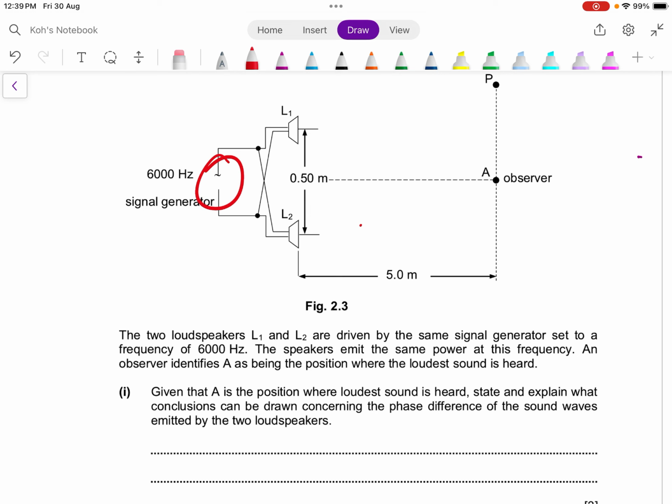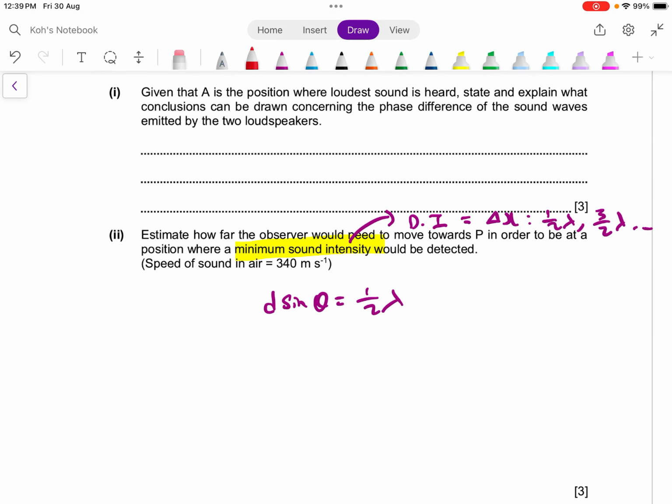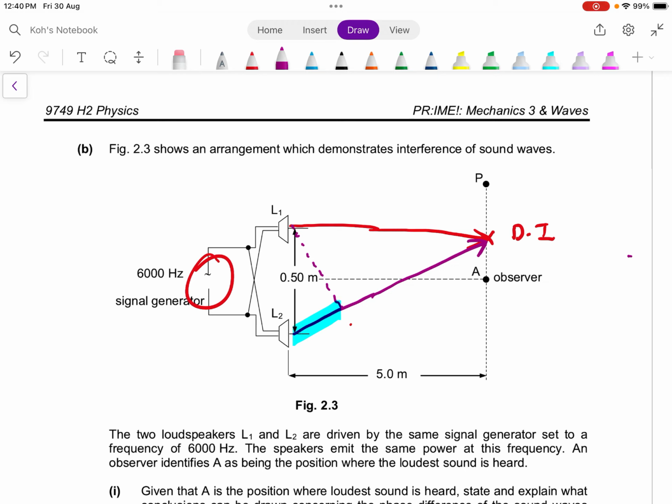First thing, we are asked to determine where the first minimum is. So estimate how far the observer would need to move in order to hear destructive interference. First, let's say my DI is here. From the first loudspeaker, there's a sound wave here, then the second loudspeaker has another sound wave here. If I draw a dotted line here, this part is your path difference, delta x.